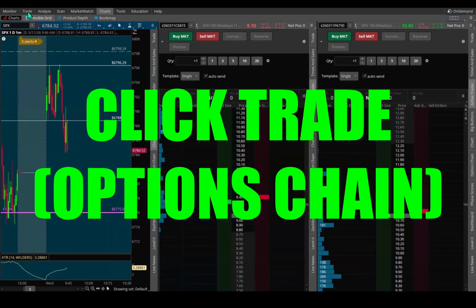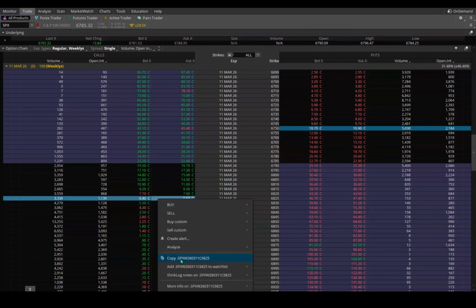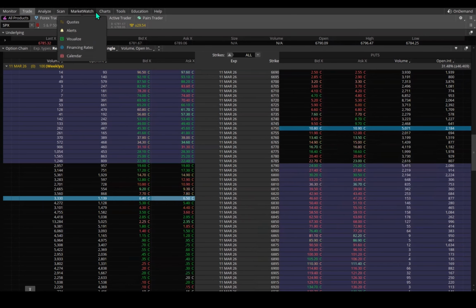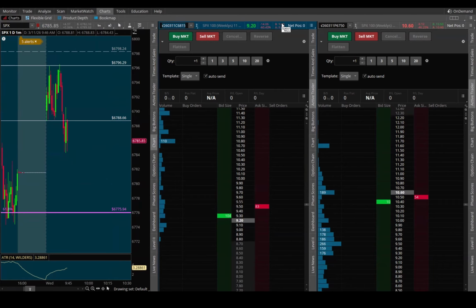Now, what you're going to want to do is go to trade. You're going to right click copy on the contract for the calls you want to focus on. You want to right click copy the puts and paste those individually in the upper windows on the left and right hand side. I put the calls on my left, puts on the right.